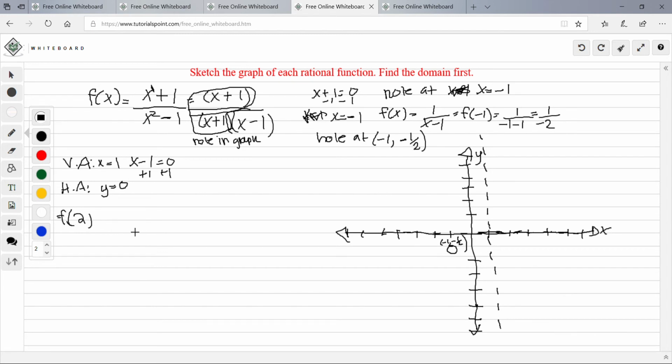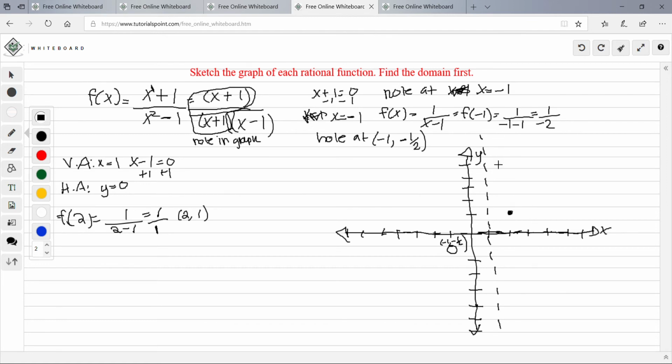Okay, so our function is 1 over x minus 1. So f of 2 would be 1 over 2 minus 1. So that's 1 over 1, which is 1, right? So that point is going to be 2 comma 1. So here's 1, 2, and 1. 2 comma 1.